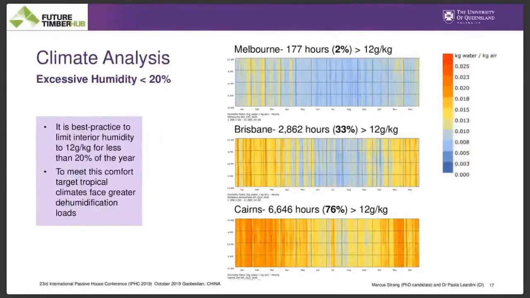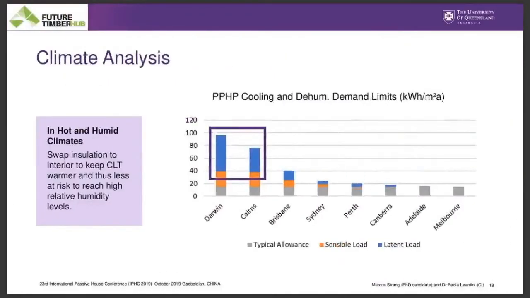And likewise for excessive humidity, which you want to limit to 20% for thermal comfort. Again, Brisbane and Cairns is way over that. So we're going to have latent heat loads for that. And we can see here that for a number of climates, Darwin and Cairns, and to some degree Brisbane, also has extremely high latent load. So in these climates, which I haven't really assessed in this presentation, you may need to swap the insulation to the interior to ensure that the CLT is on the warm side and not on the conditioned cooled side to reduce the risk of humidity levels.